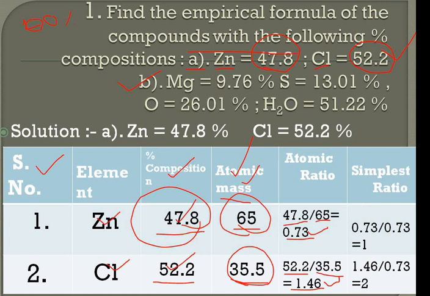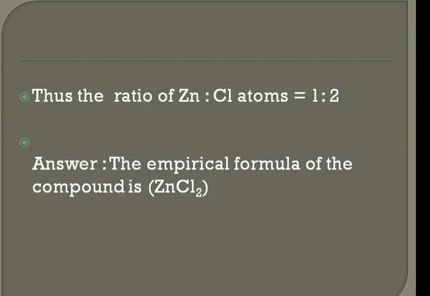In the first case, divide 0.73 by 0.73, and the value comes to 1. In the second case, the atomic ratio is 1.46; divide 1.46 by 0.73 and you will get 2. So this is the simplest ratio that you got. If these ratios are not whole numbers, then you need to multiply these values by a suitable number to get whole number ratios. We can discuss this later, but the ratio of zinc and chlorine atoms is 1:2, and the empirical formula of the compound is ZnCl2.